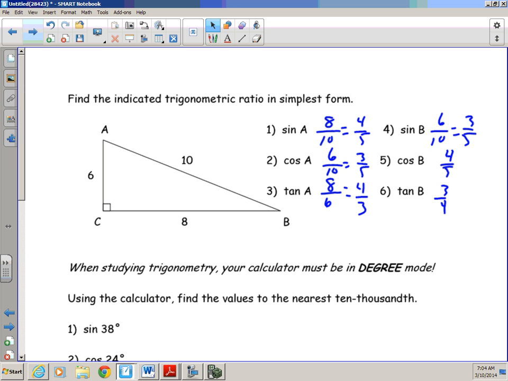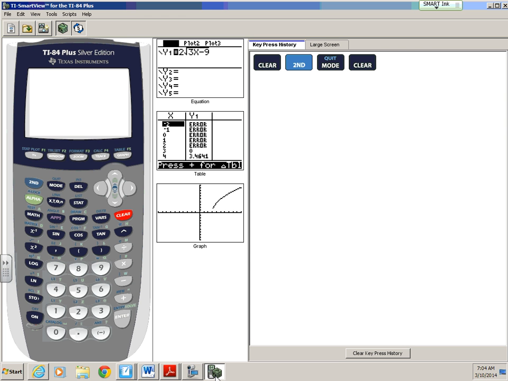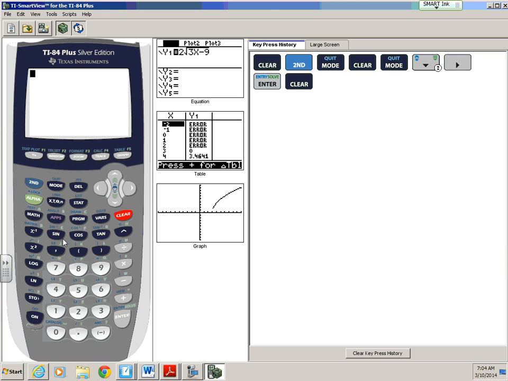Now, when using your calculator, it has to be in degree mode. So I want to find the sine of an angle that measures 38 degrees. How do I check that I'm in degree mode? I go to my mode button. My cursor is not over degrees, so I go down to the third. I move it over to degrees. I hit enter. So now I want to find the sine of 38 degrees. I hit sine 38, and it's going to give me a decimal. So that's quite simply how we find the ratio.